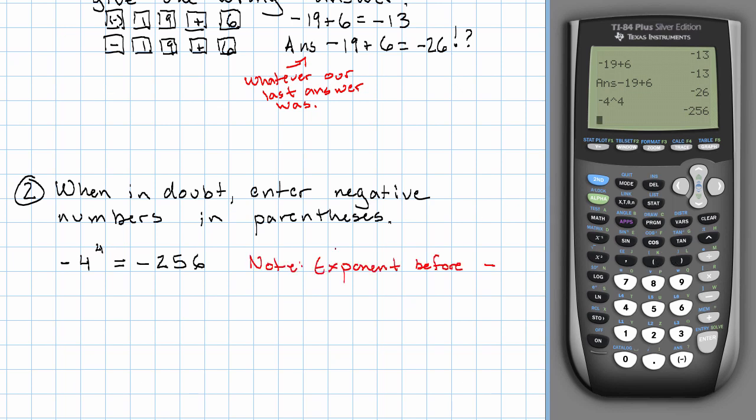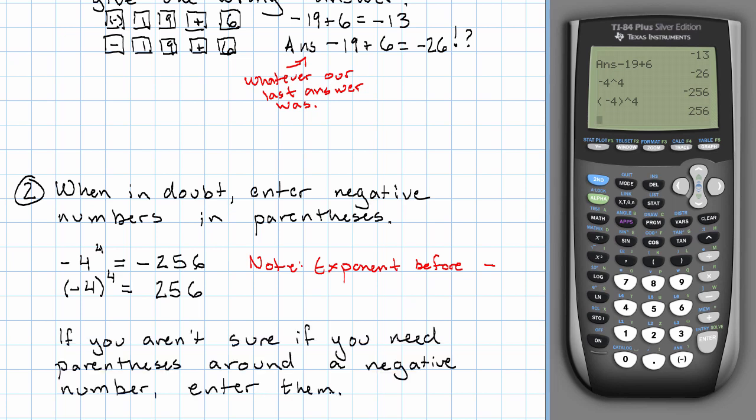On the other hand, if I were to enter negative 4 in parentheses to the 4th power, I get positive 256, which is probably what I intended. The calculator will never give you any trouble if you enter parentheses you don't need. So if you ever aren't sure if you need parentheses around a negative number, just go ahead and enter them.